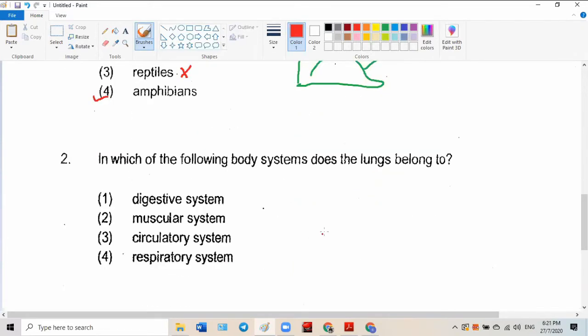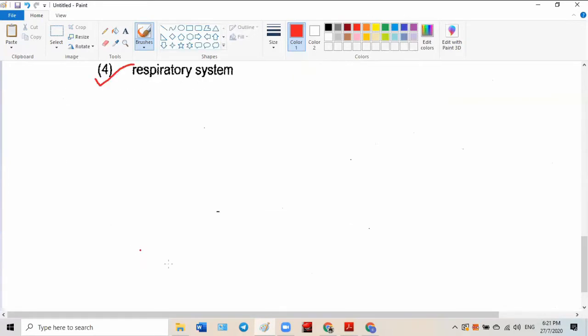Next one. Which of the following systems does the lungs belong to? Respiratory, right? The breathing one. This is so simple. Okay, then go on to the next one.